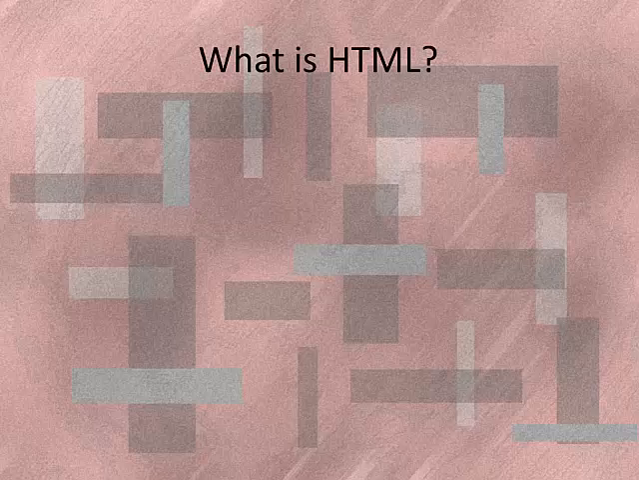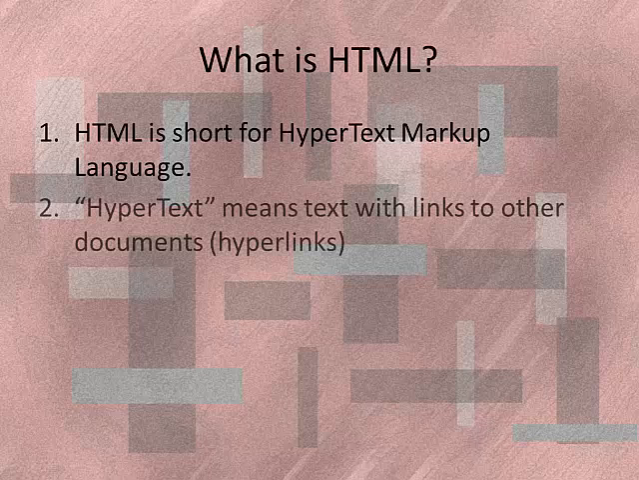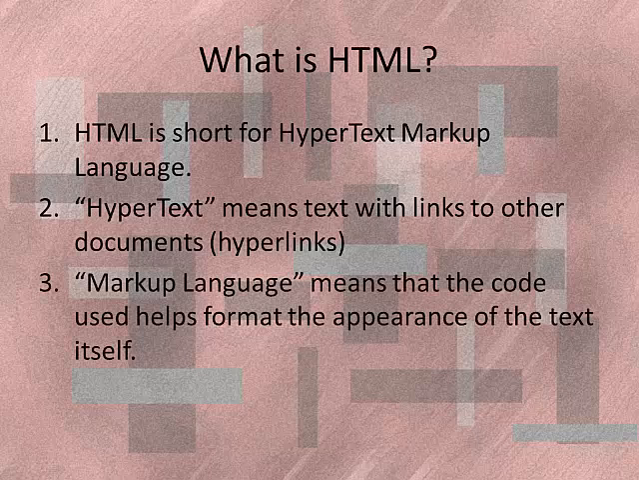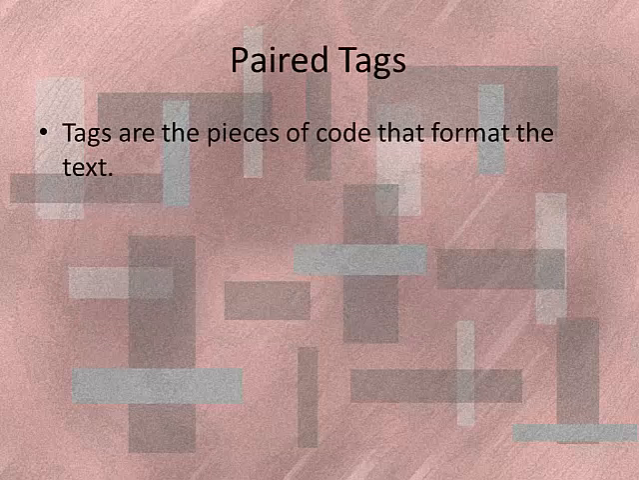So to review, HTML is short for hypertext markup language. Hypertext means that there are links in the text to other documents. These are called hyperlinks. And the markup language means that the code used around the text helps to format the way it's going to look. Okay? And it's very important that we use paired tags because tags are pieces of code that format the text. If you want to have a paragraph, you got to have paragraph tags. Otherwise, all your text is going to run together, babies.